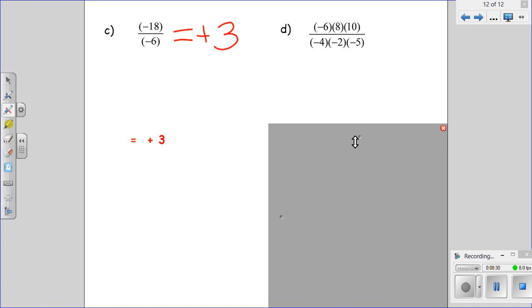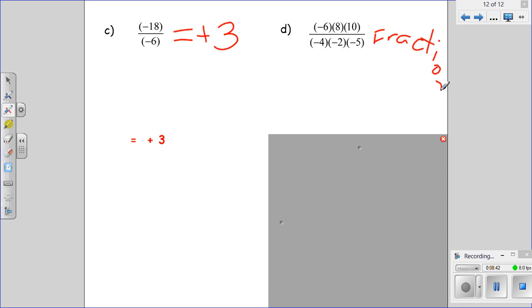Part D has a little bit more work involved. Remember we said before that this is like a fraction, right? Sorry guys, I'm not very good at writing on the screen. There's a numerator and there's a denominator. So we need to fix up the numerator and the denominator completely.